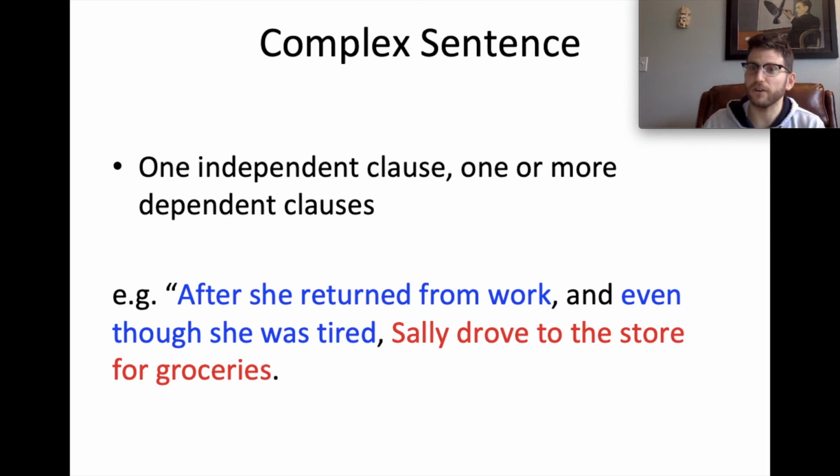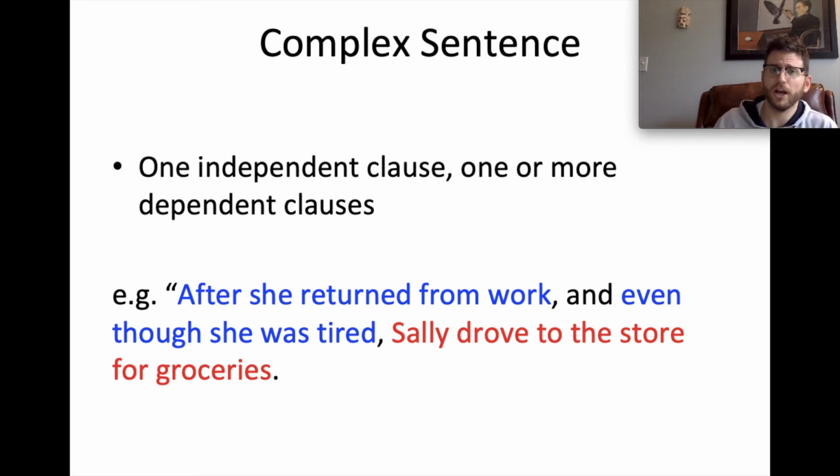If I just read the first part of that sentence without the red highlighted part, "after she returned from work and even though she was tired," period, you'd realize that was a fragment because it's just the two dependent clauses with nothing else. The thought's incomplete. And so we need that independent clause, Sally drove to the store for groceries. And like I said, when we were talking about simple sentences, where you place the phrases doesn't change the fact that it's still a simple sentence.